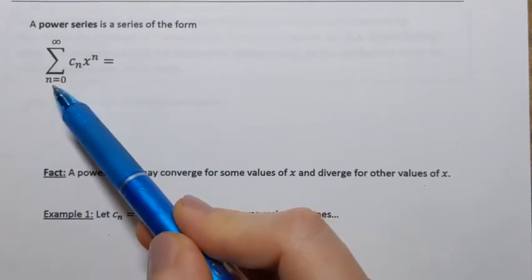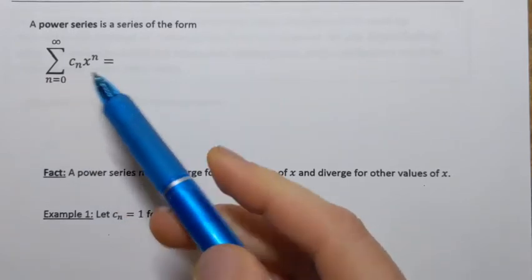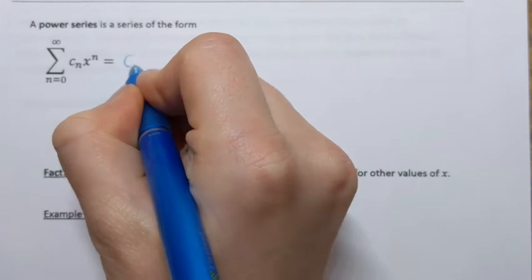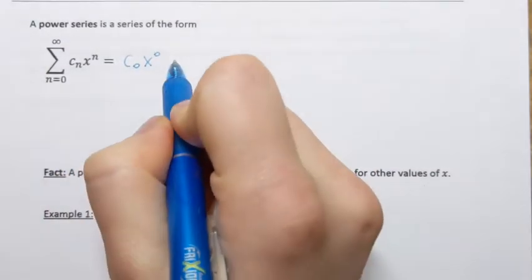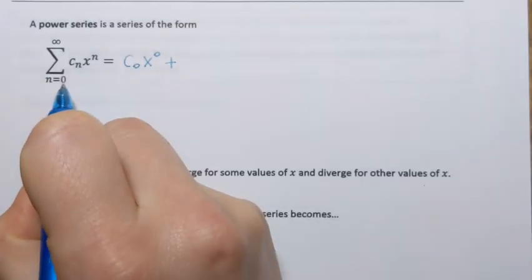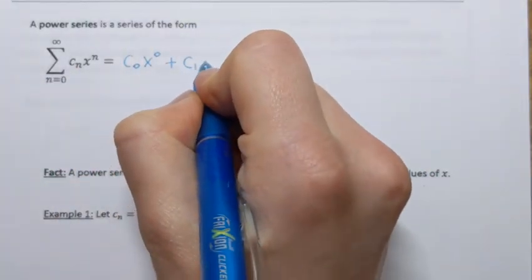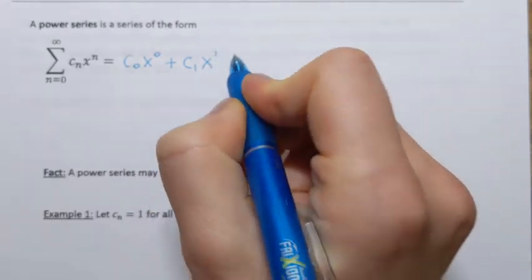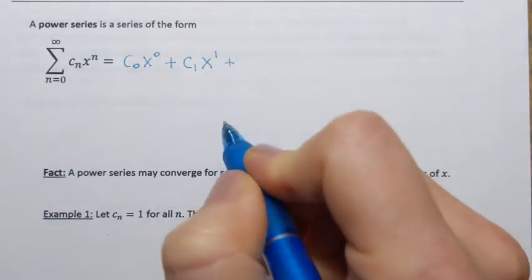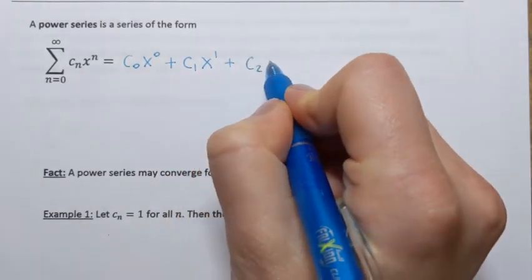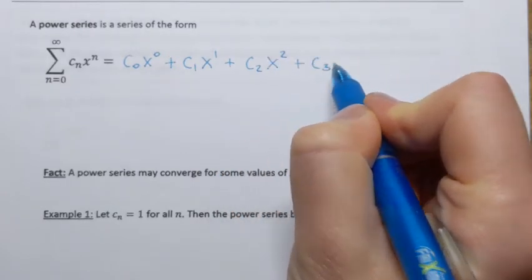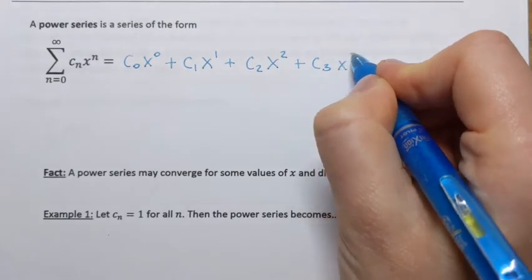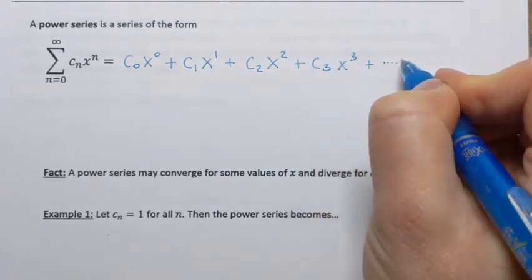So the first value of n is 0. That means that the first term will be c sub 0 x to the power 0. To obtain the next term, I will let n equal 1. So c sub 1 x to the power 1. Next, n is 2. C sub 2 x to the power 2. Plus, you got the idea, right? C sub 3 x to the power 3, and so on and so forth.